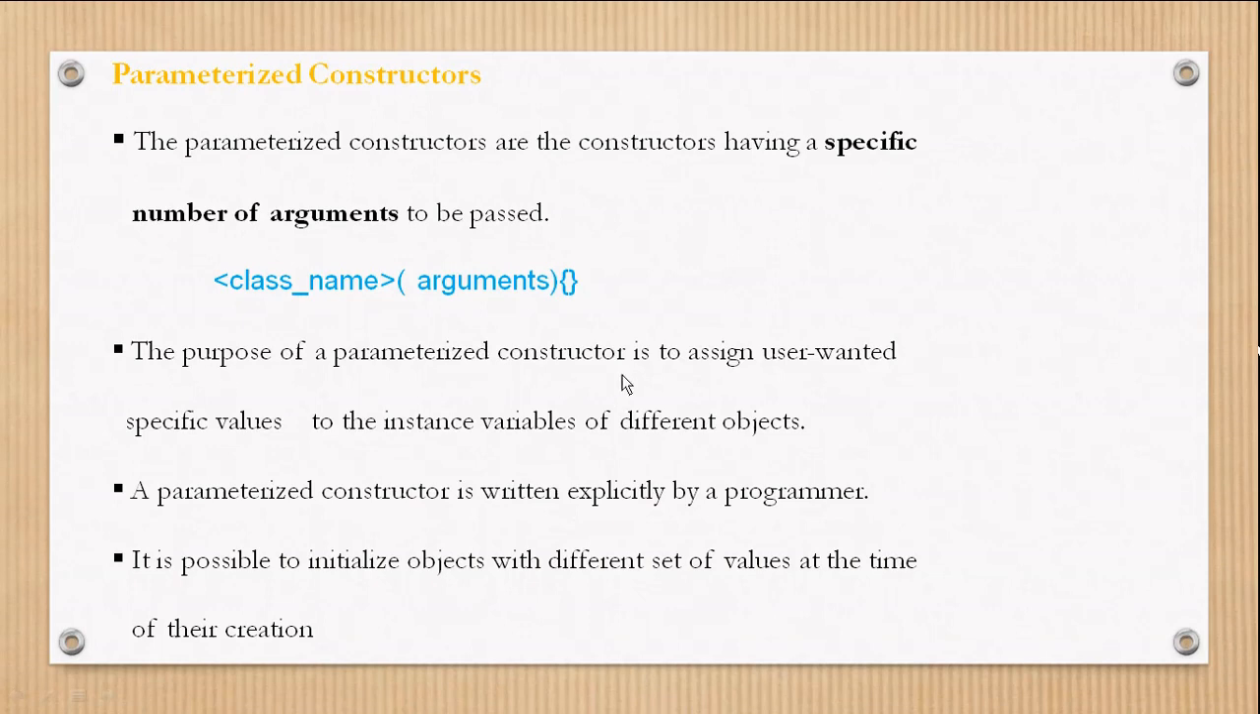The purpose of a parameterized constructor is to assign user-wanted specific values to the instance variables of different objects. The parameterized constructor is written by the programmer only, explicitly, whereas the default constructor can be created by the compiler by itself if you don't specify one. It is possible to initialize an object with a different set of values at the time of creation. So this is what a parameterized constructor is about.